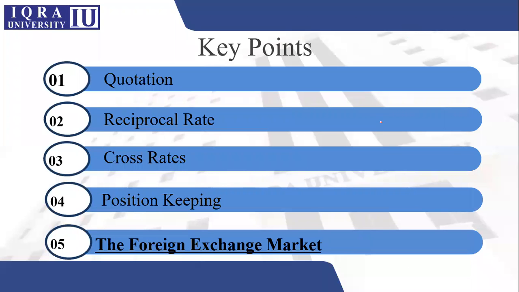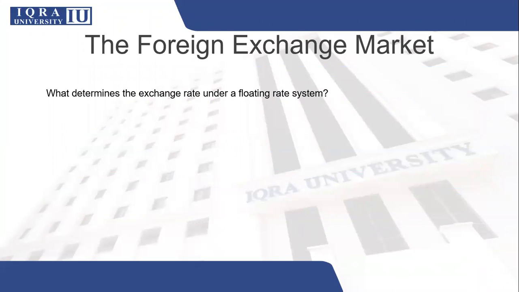So now we're going to look at the dynamics of the foreign exchange market. The first question is, what determines the exchange rate under a floating rate system? Usually you have three types of system in the foreign exchange market. Either it can be floating, or it can be pegged, or it can be a mixture of both of them, which is called a managed float.